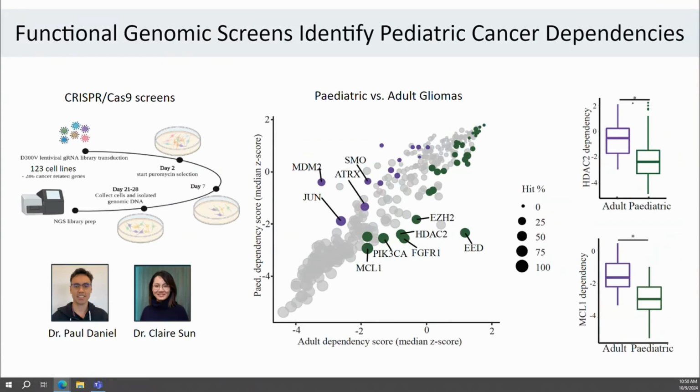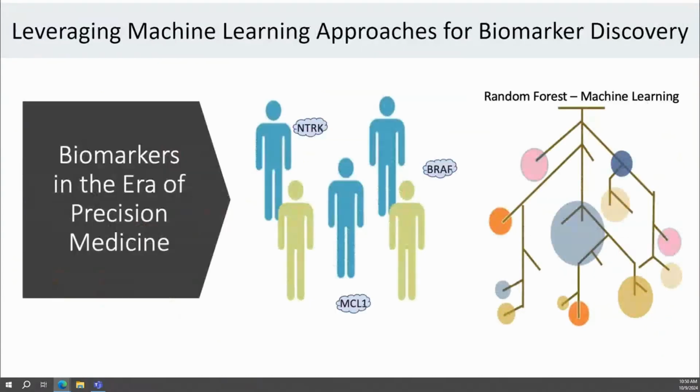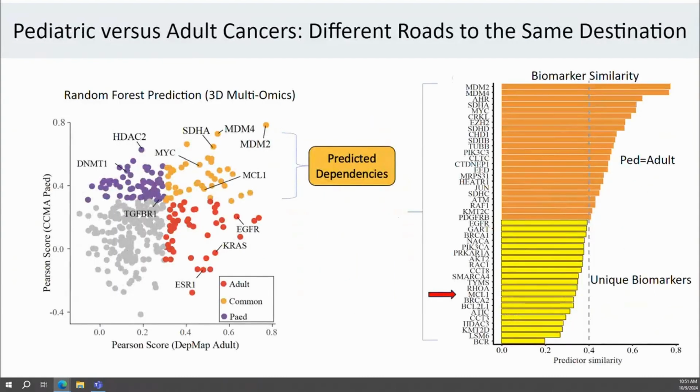And I think encouragingly, you can see there's a number of targets here that are actually therapeutically relevant, such as the PI3 kinase signaling pathway, PIK3CA, FGFR, EZH2, and MCL1. It's important to recognize that a critical part of precision medicine is identifying the patient population that is going to really respond to these kinds of targeted therapies. And this is a question that we've been addressing using machine learning approaches.